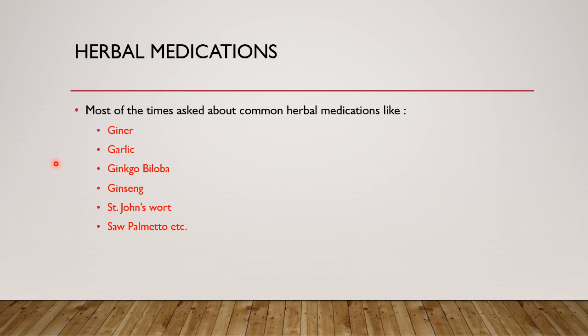There are many herbal medications in use, but you need to know about the most common types of herbal medications used among people. Those are ginger, garlic, ginkgo biloba, ginseng, Saint John wort, saw palmetto, etc. There are other medications also, but those are the most important herbal medications, the most commonly used, and the most commonly asked during your NCLEX examination.